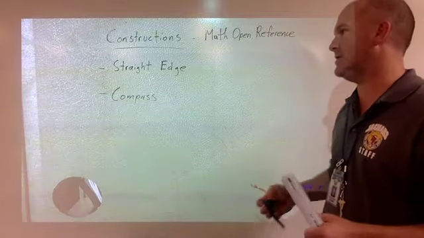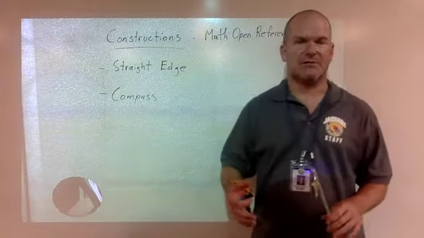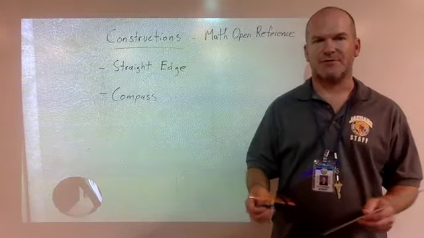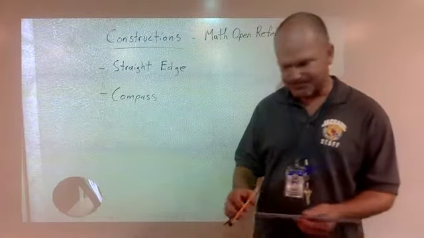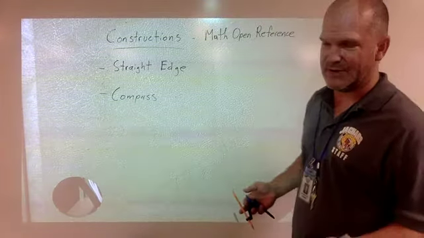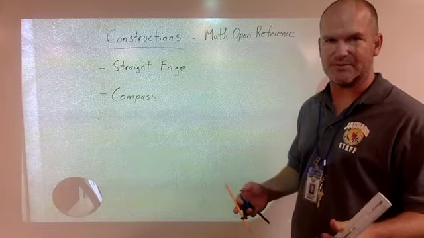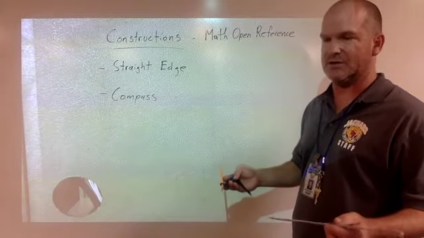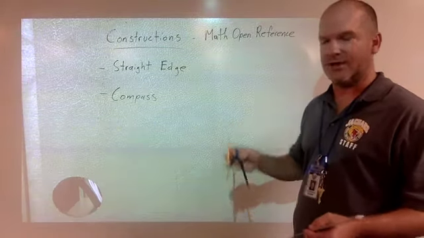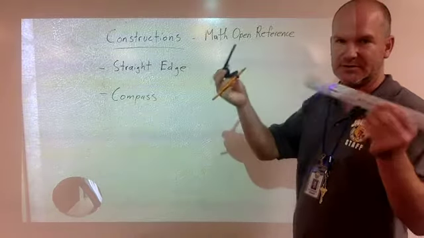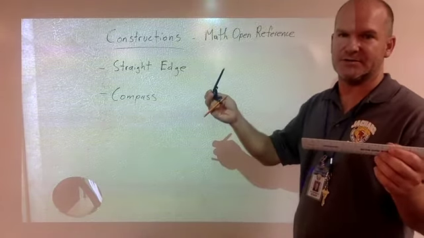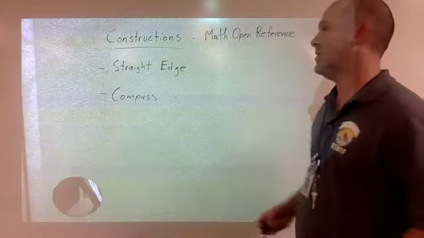Why are we doing it that way? Because that's the way humans did it thousands of years ago when geometry was first being discovered. They didn't have rulers back then. They didn't have measuring systems. What they did have the ability to do was draw a straight line and draw a circle with a compass. So these tools have been around for thousands of years, just without numbers on them.